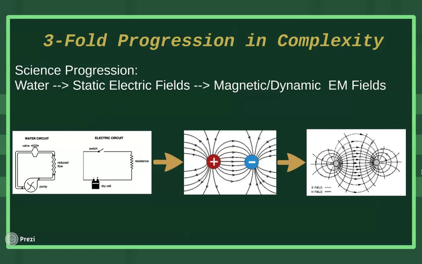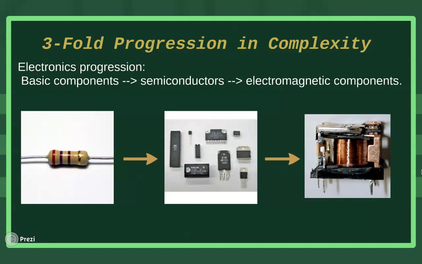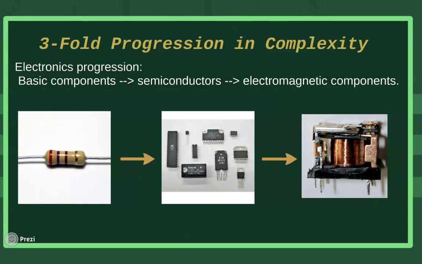To recap what we've already seen and note the pattern that may or may not have been apparent all along, when looking solely at the complexity of scientific concepts being studied, we see that we start with a water analogy, then move on to static electric fields, and end with dynamic electromagnetic fields, each of which is an order of magnitude more complex than the one before it. When we look at the progression of electronics components available to use in creating actual circuits, we start with basic components like resistors and light bulbs, then move to capacitors and semiconductors, then open finally to include electromagnetic components. Again, this denotes a progression in orders of complexity.